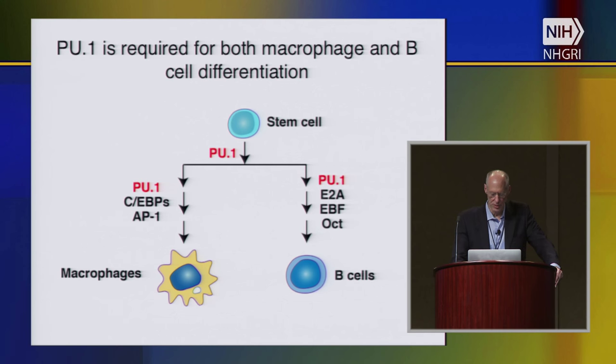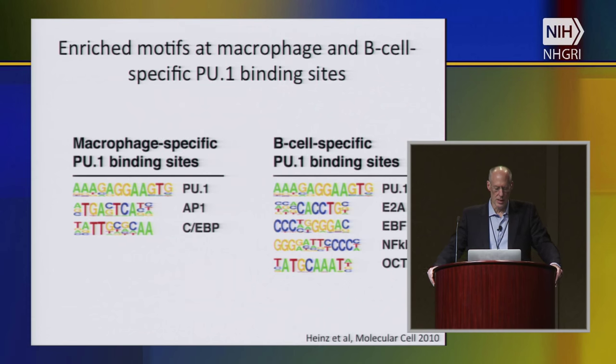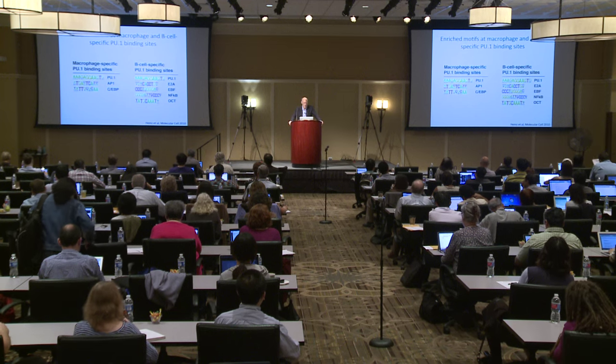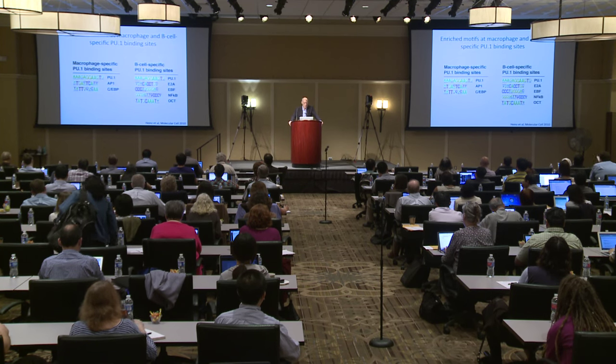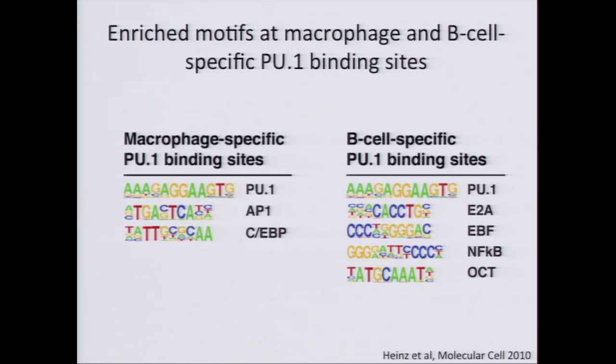macrophage-specific or B-cell-specific. And one of the immediate outcomes of these experiments that resulted from the motif analysis that Chris Benner made available was that even at binding sites for PU.1 that were very macrophage-specific on the one hand or B-cell-specific on the other hand, the binding motif that was observed for PU.1 was exactly the same. So the cell-specific binding of PU.1 had nothing to do with the sequence that PU.1 recognized.